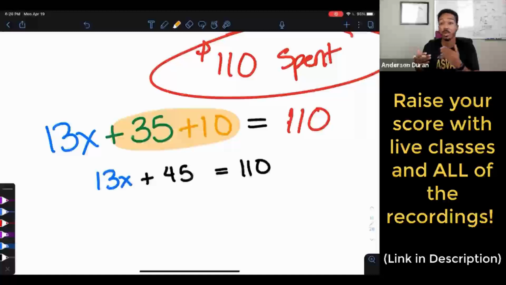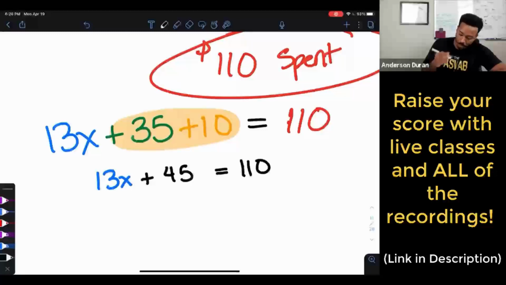Because remember, everybody, solving equations is the art of working backwards. I've taught you guys this all day, every day. Shout out to my new folks. You're going to learn that today. So with that said, here's how we work backwards.